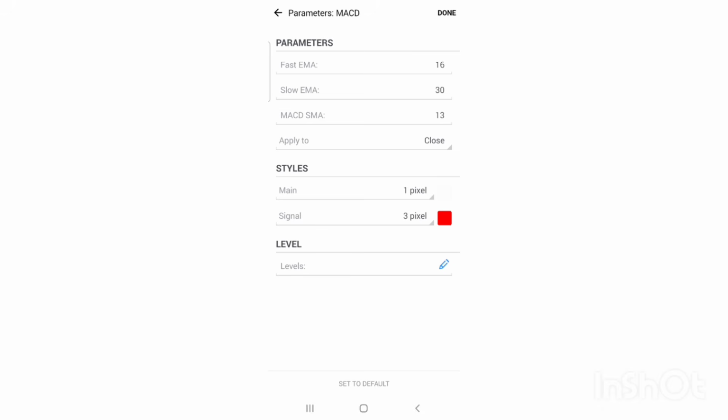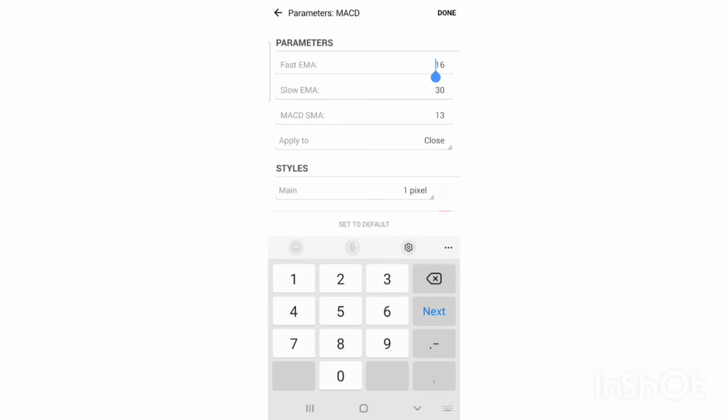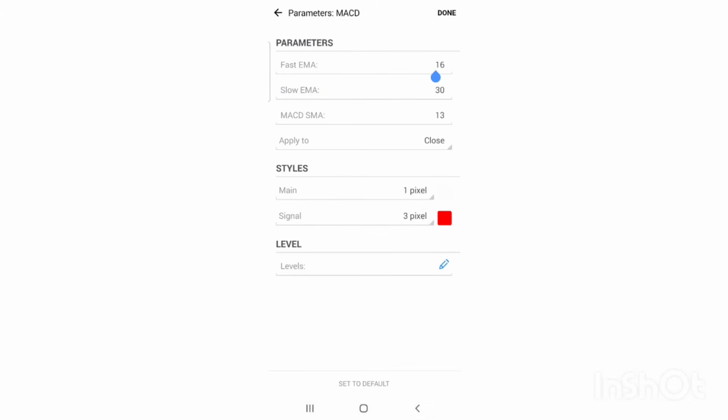So here, the first EMA is having period 16. Slow EMA is having period 30. The MACD line is having 13. Apply to close. Main line is 1 pip, and the signal line is 3 pips.